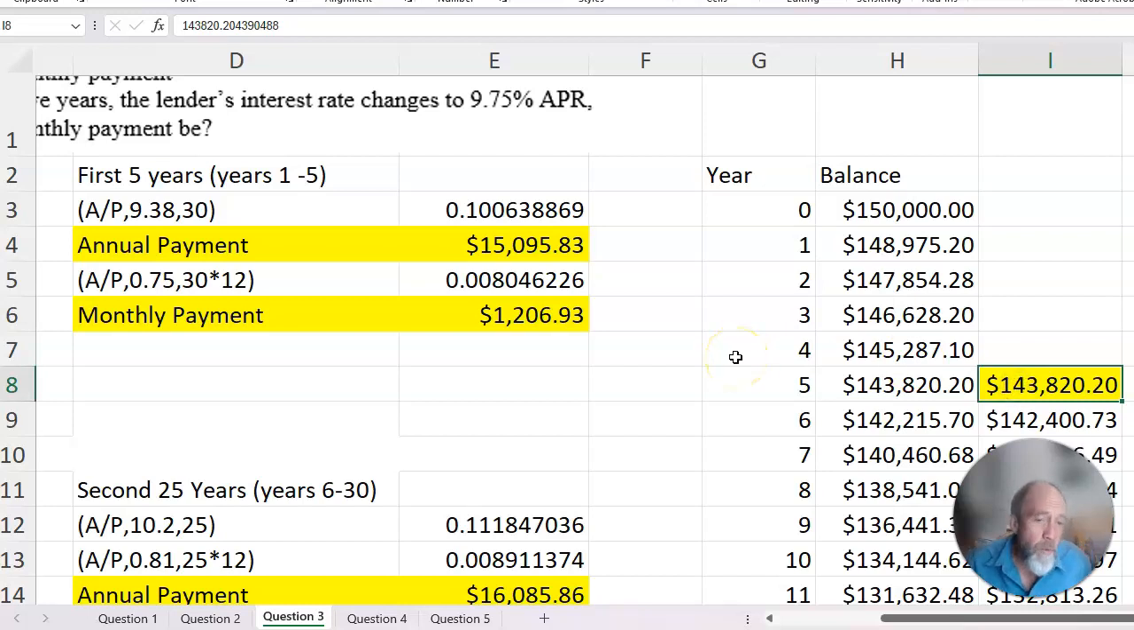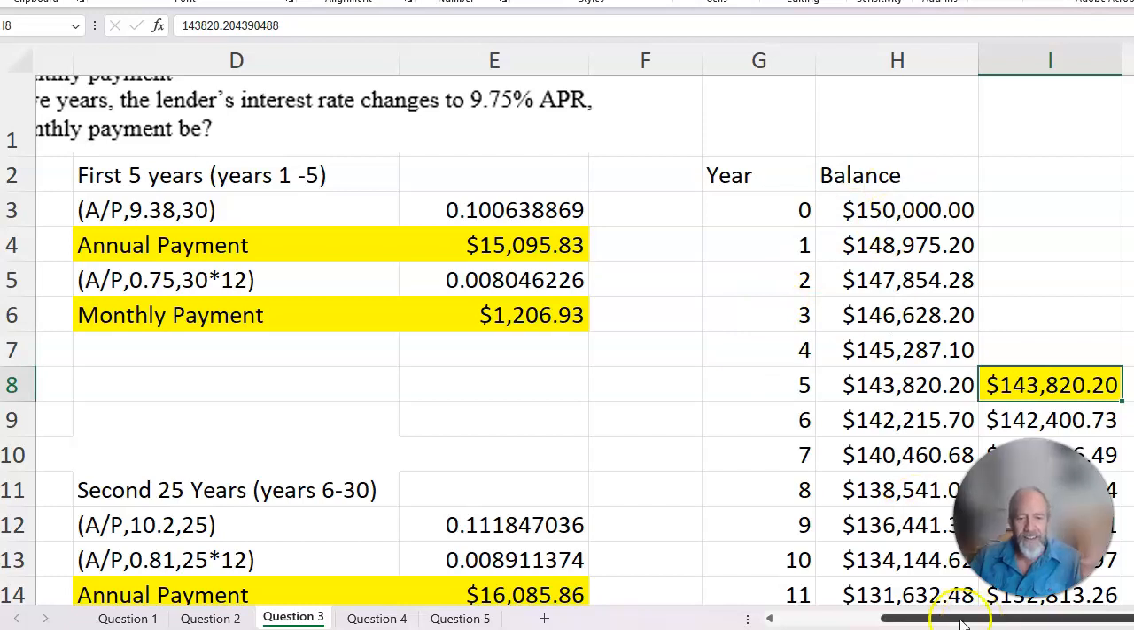I can do this all, by the way, also monthly. It's just that the spreadsheet would get much, much bigger. Either way, I'm going to come out with the same number: at year five, I owe $143,820. Pretty sad when you consider you've been making these payments, $15,000 a year for the first 5 years. Most of that's going to interest. You haven't really put that much into principal. Less than $7,000 of this has been paid off. That is how amortization works, guys.